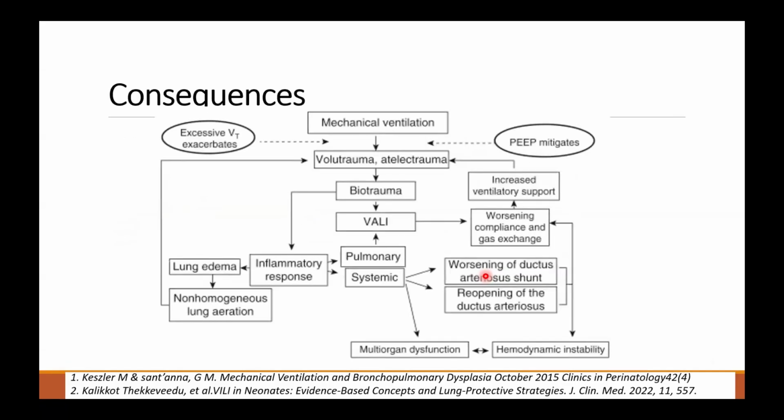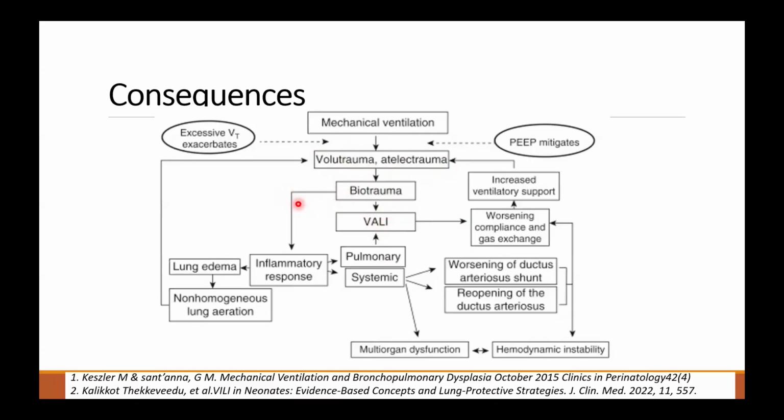So if I move on to consequences, we know that the baby who is on mechanical ventilation, and if there is an excessive tidal volume or atelectasis, then the initial thing that would be happening is volutrauma and atelectotrauma. So they are the main deciding factors of how the lungs or body is going to further behave with this hit by the ventilator. So this volutrauma and atelectotrauma would then be causing biotrauma. There would be release of a cascade of inflammatory mediators, which would be causing ventilator assisted lung injury or ventilator induced lung injury, we can say.